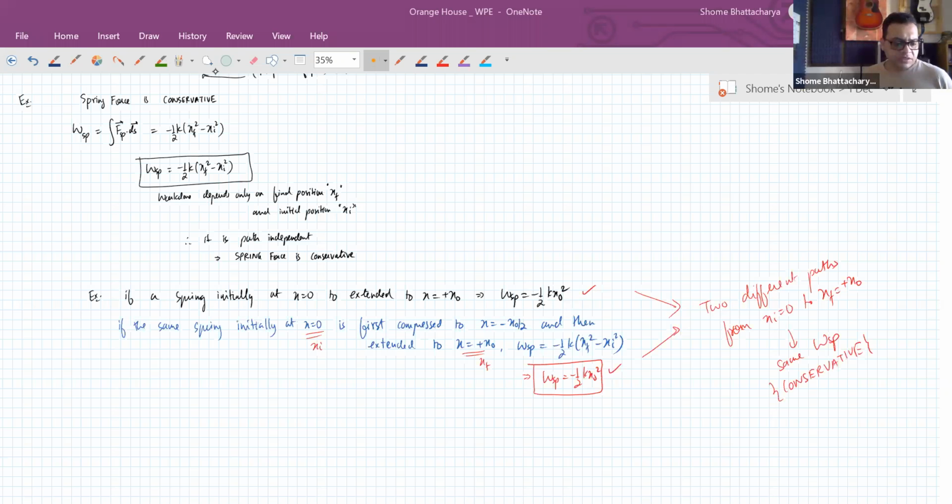Okay, so hope this example is clear to all of you and you understood why the work done by the spring is independent of path. It basically comes from this derivation. The way we've derived that formula for work done is minus half k into final position square minus initial position square. So it clearly shows that it only depends on these two things, x final and x initial. So it is independent of the path.